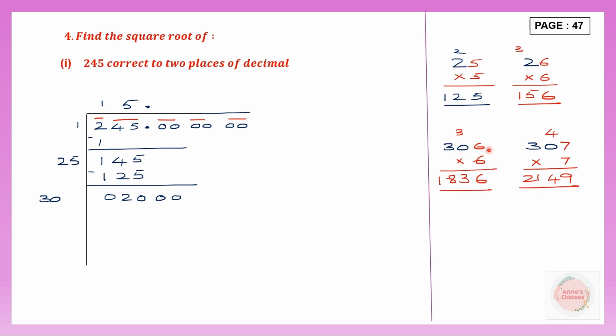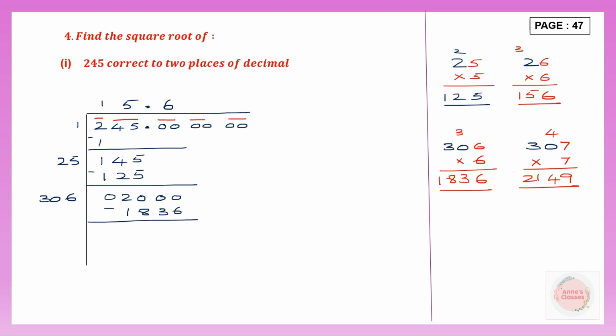That means next to 30 we have to put the digit 6. So let's put that here. So the number now has become 306. We have to multiply this by 6. So we are going to put 6 here. And what is 306 into 6? We've already multiplied it here. So let's write 1836 here. Now we have to minus.